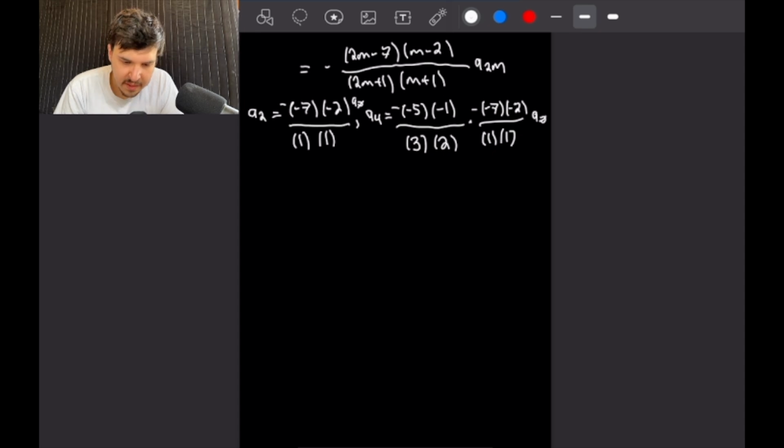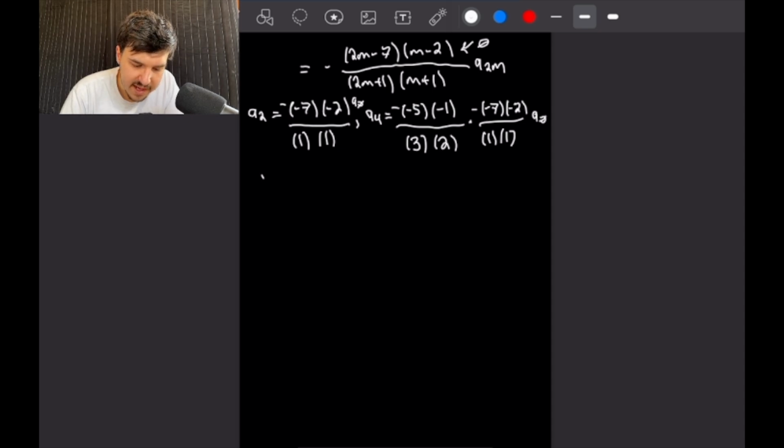There we go. Great. And so from here, I want to go ahead and note the following. When we are considering our a sub 6, our m will be equal to 2. But if we have m equals 2, we will get a 0 in our numerator for this term here, which will carry over to all successive coefficients.